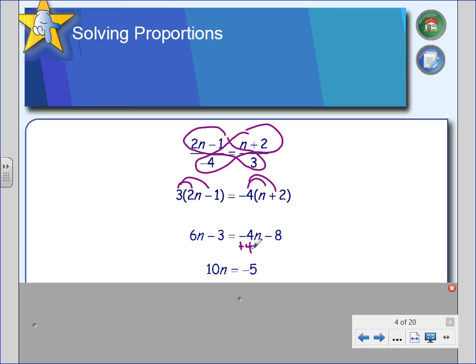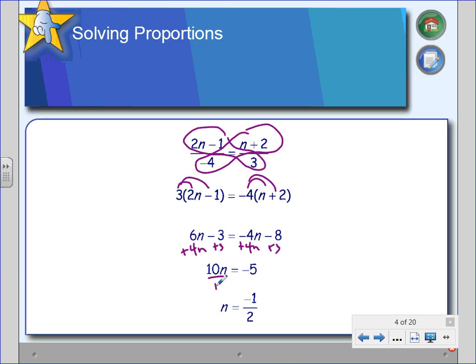So I added 4n to both sides. Then I brought the -3 to the right, so I undid the subtraction and added it, which gave me -5. Divide both sides by 10, which reduces to n equals -1/2.